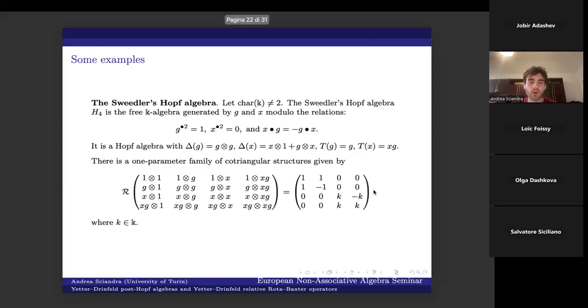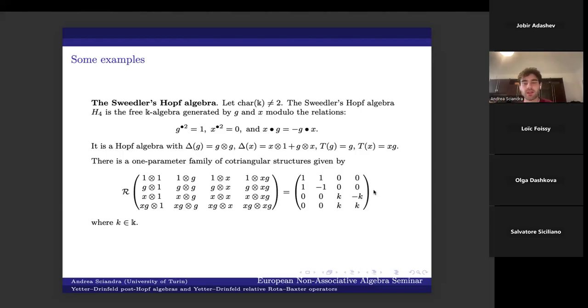Okay, and now I would like to finish by considering some specific examples, some concrete examples, just to show you how this works. For three specific examples, I want to give you the Drinfeld brace structure and the Drinfeld post-Hopf algebra structure. So let's start with the first one, the Sweedler Hopf algebra.